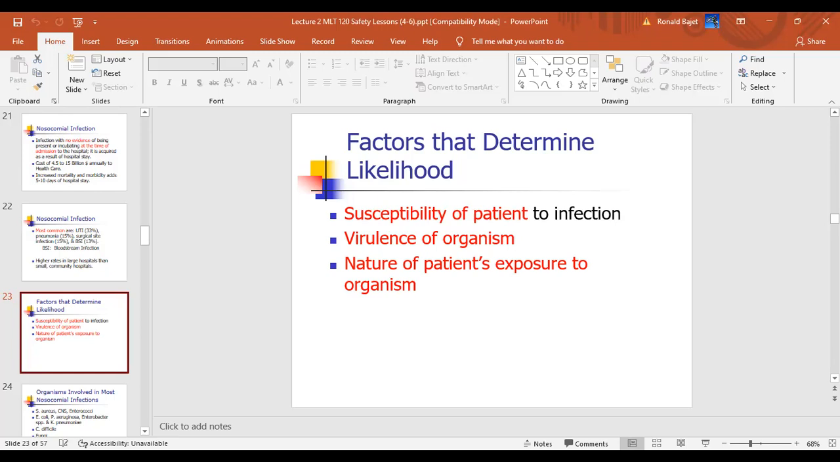The nature of the patient's exposure to the organism. For example, Brucella is an organism, and in the industrial community, meat handlers, butchers, people who work on farms and in slaughterhouses are exposed to the raw meat of the animal, as opposed to somebody working in an office downtown, who is not exposed to those organisms. So the nature of the patient's exposure to an organism gives them a higher likelihood of becoming infected.